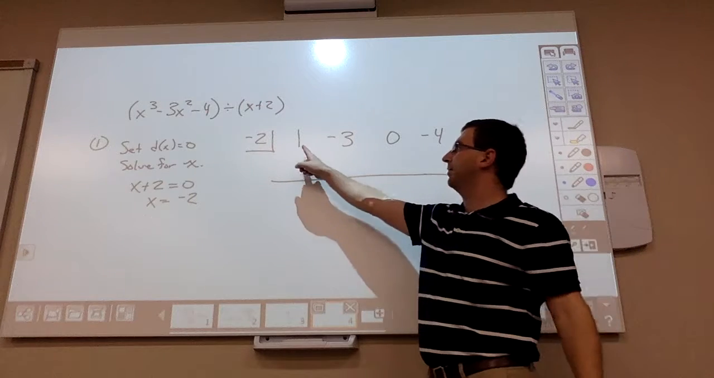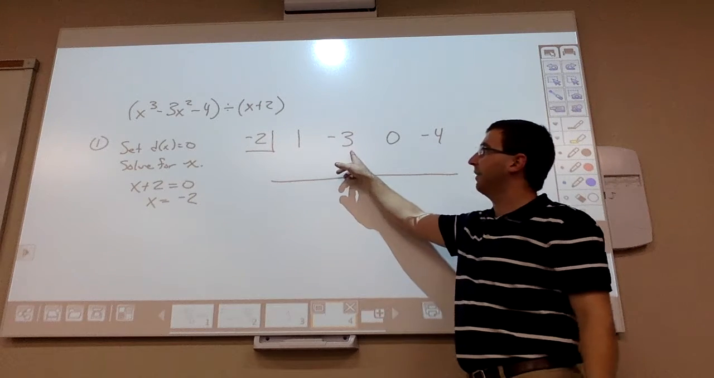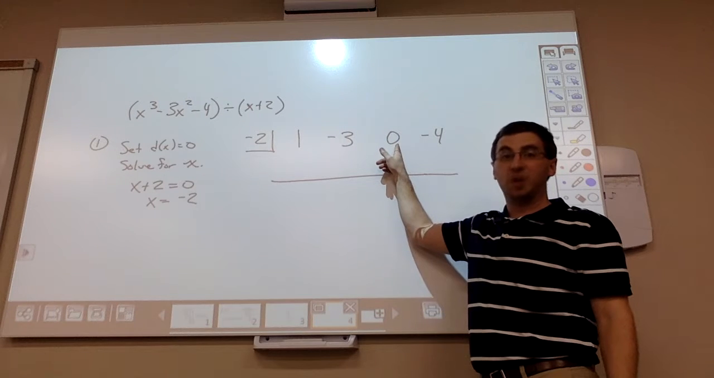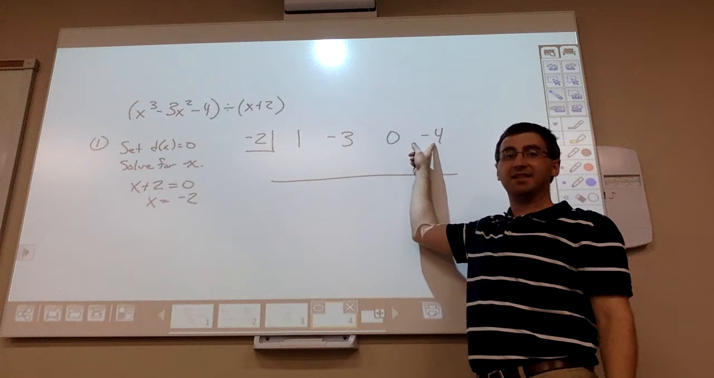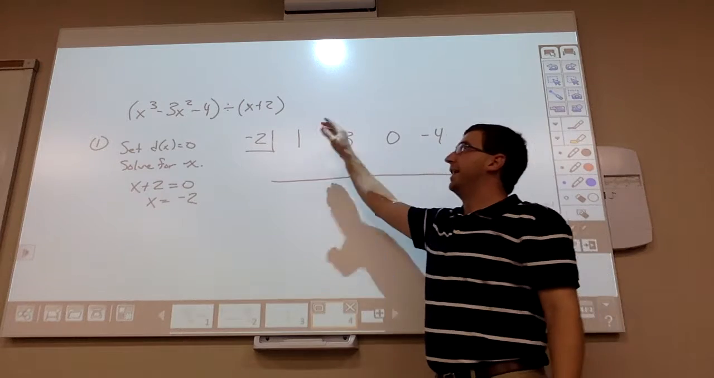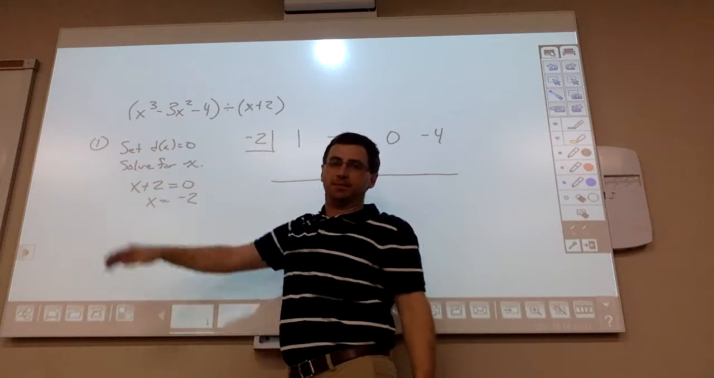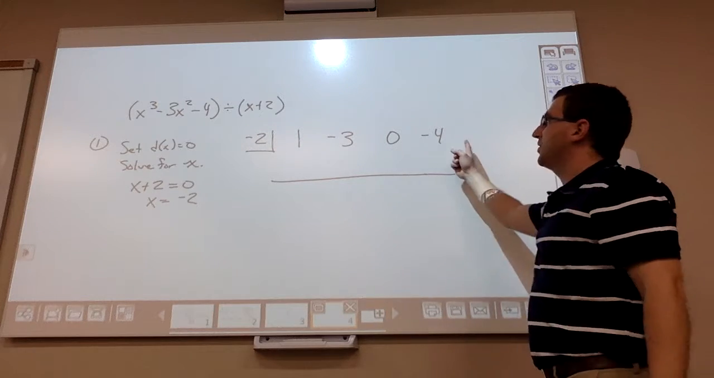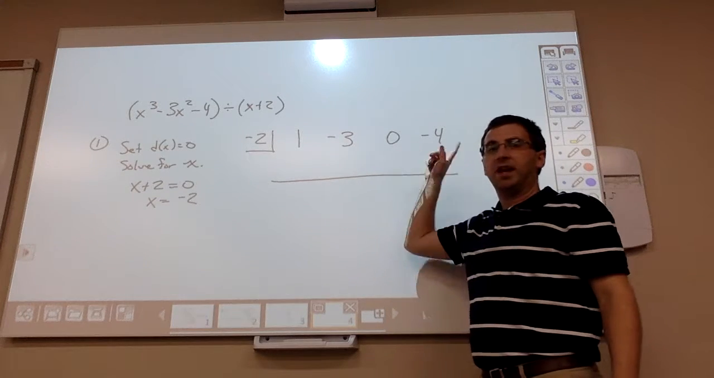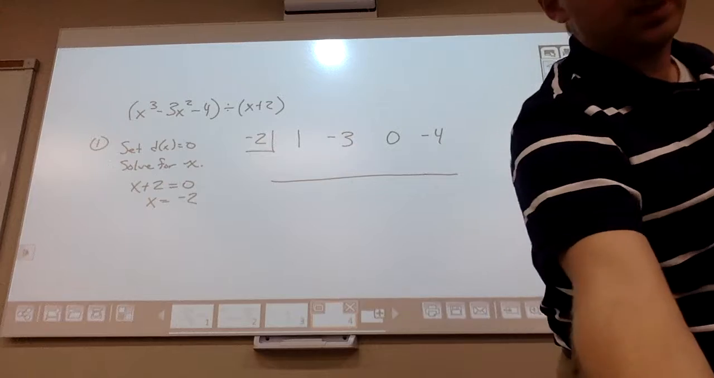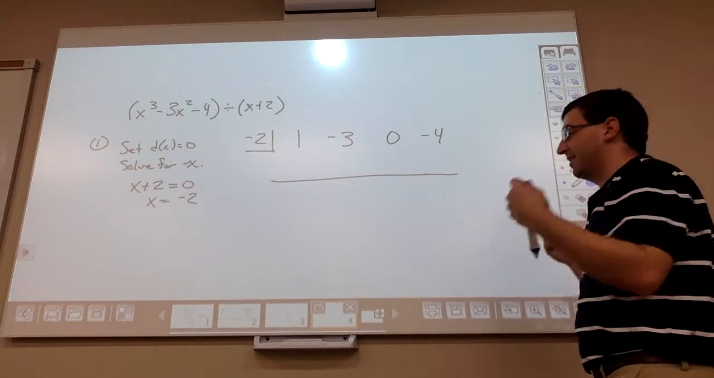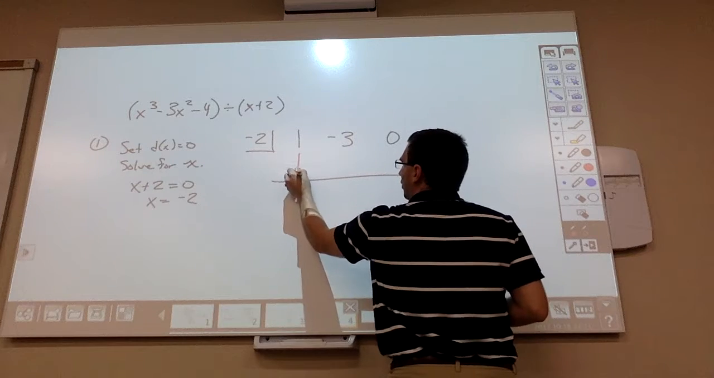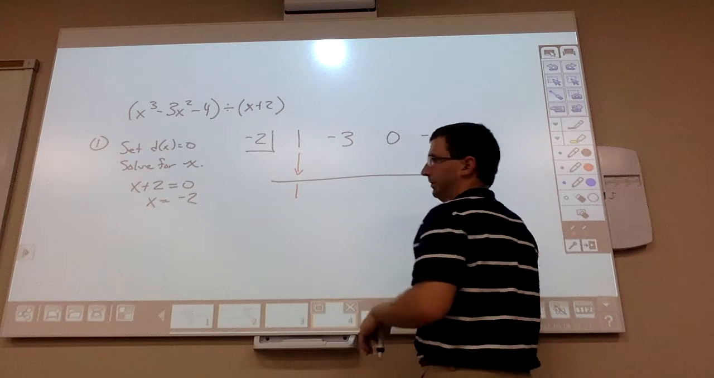So this is coming from the x cubed term. This is coming from the x squared term. This is coming from the x term that we don't see. And this is the constant, the negative 4. And they all come from this polynomial right up here. Now, once you set up your top numbers, like I said, this is the same process every single time. Drop your first term, your first number.